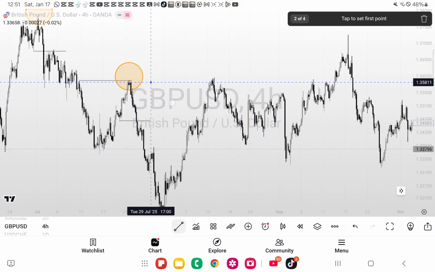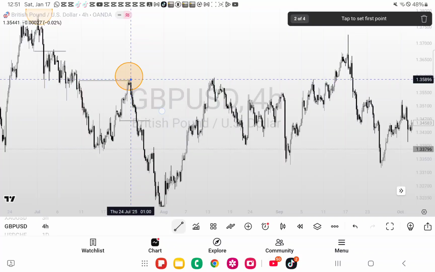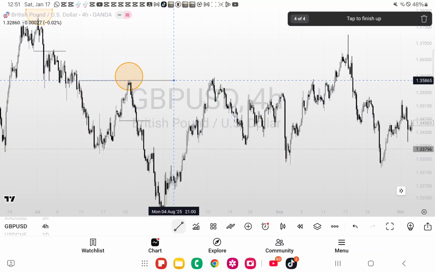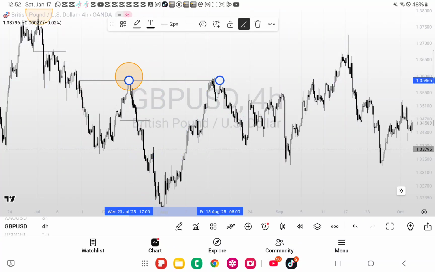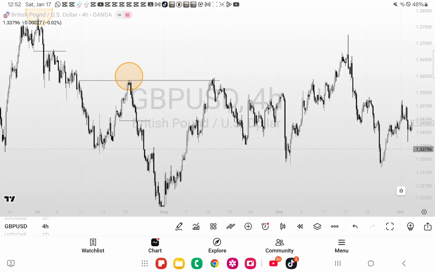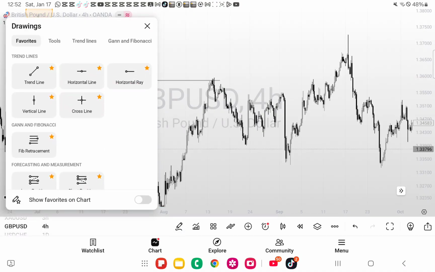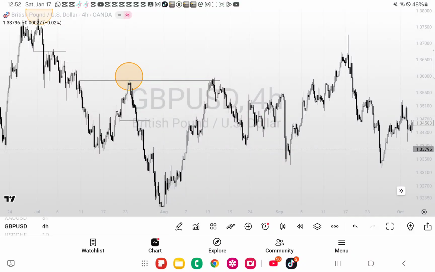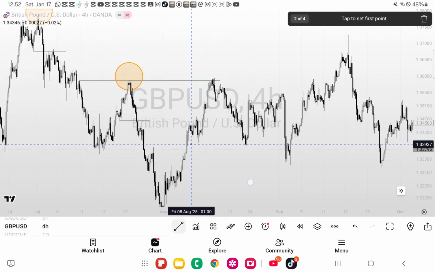So we have this high. Price came back to this high and took out liquidity from that strong high. This is a sweep of liquidity from that strong high, and we start to drop to the downside. We took out liquidity and this is a market structure shift from here.